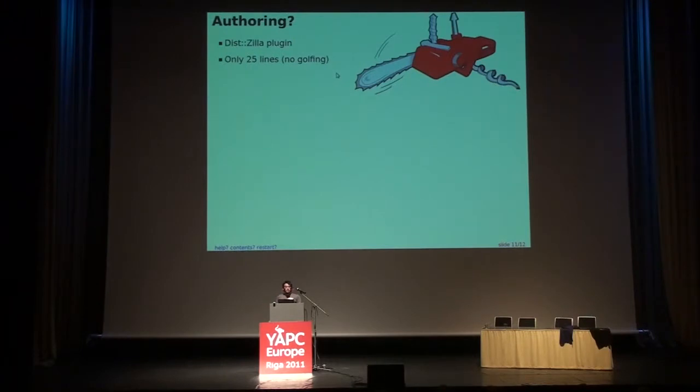It didn't include authoring, so for now I wrote a Dist::Zilla plugin, which is like 25 lines, and then you have a complete authoring toolchain, which is surprisingly simple. My conclusion: writing a module builder that doesn't suck is actually not that hard anymore, so maybe we should write one.